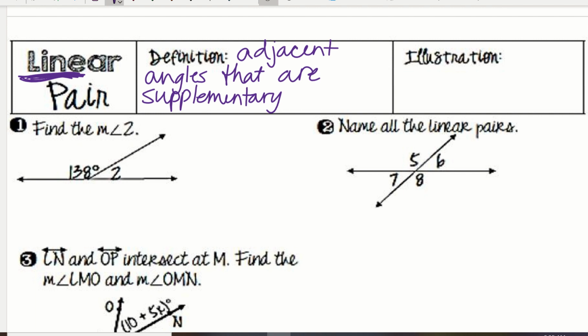But linear, it's on a line. Pair, it's two of them. Okay? So it should be pretty easy. Illustration for this, just like our supplementary, would be these two angles right here, because they're next to each other and they form a line.